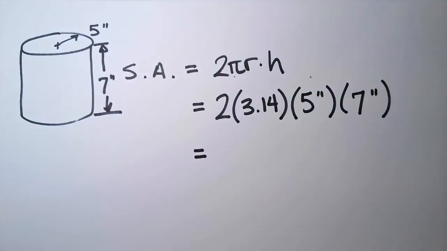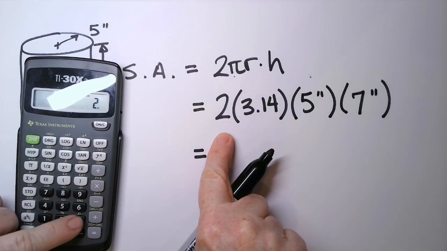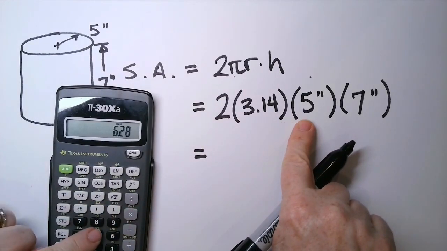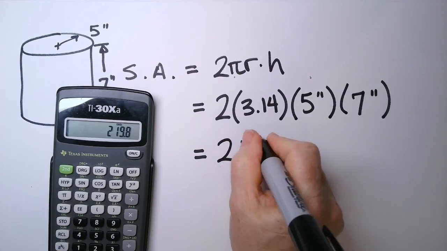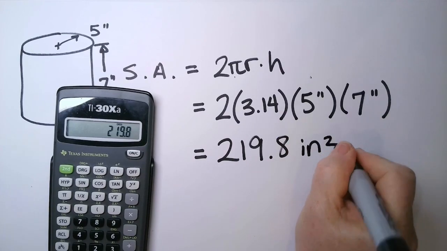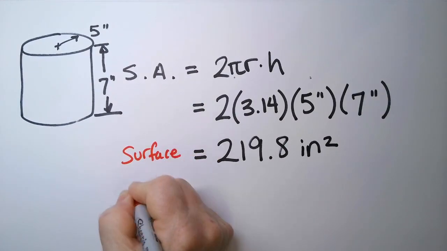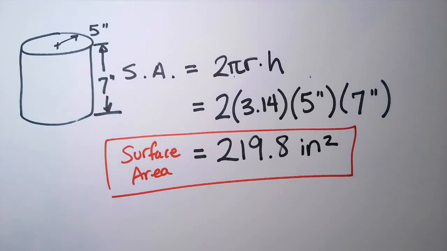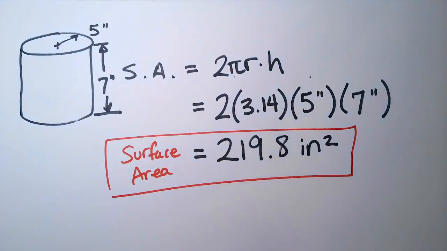All we're going to do is multiply our numbers together. So I have 2 times 3.14 times 5 times 7. I have 219.8, and my units are inches squared. So my surface area of just what we call the lateral part, so it doesn't include the bases, these ends here, just this round bit, is 219.8.